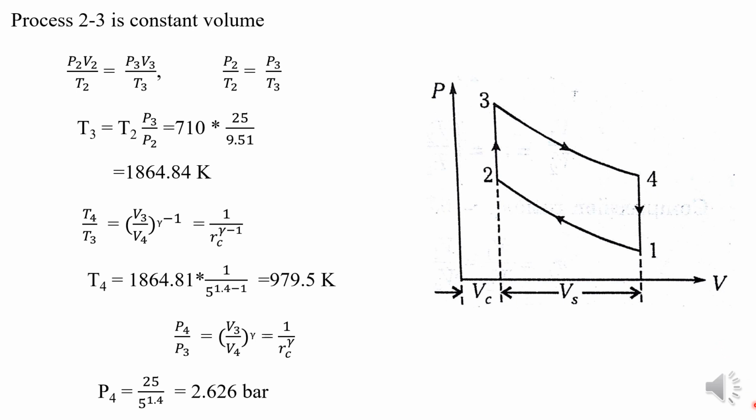You remember, T1 will be minimum in the Otto cycle, T3 will be maximum. So T2 lies between T3 and T1, and T4 lies between T3 and T1. Just remember this concept and cross verify your answer roughly.